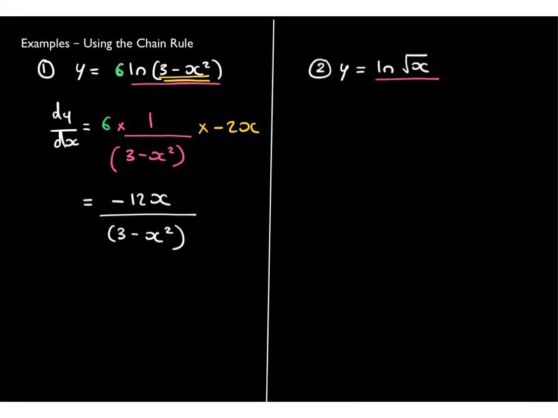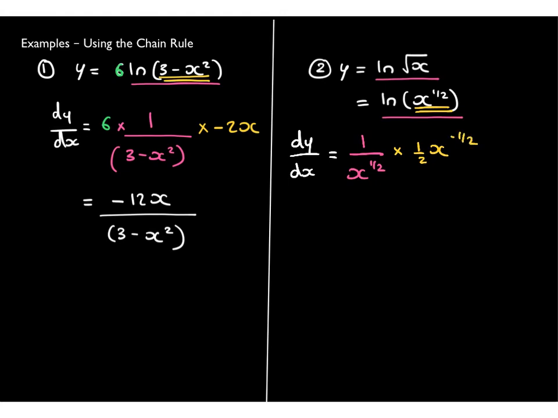Now let's approach the second example in a similar way. y equals ln of root x, or y equals ln of x to the power a half. Again, it's an ln function, ln of something. Doesn't matter what the something is, it's ln of something. So it will differentiate to 1 over the something, which is 1 over x to the half. But I then need to multiply by the derivative of the inner function, so I need to multiply by a half x to the negative a half.